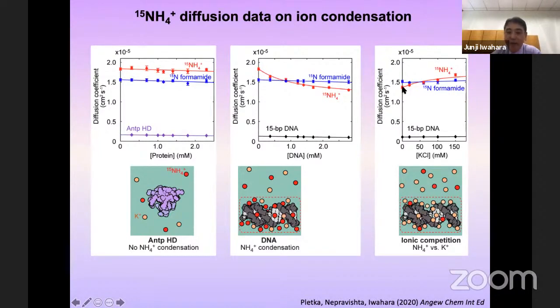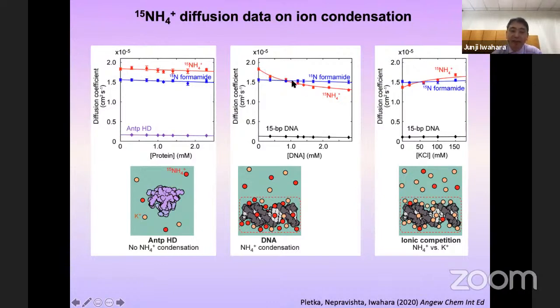KCl to the sample, and then observed the behavior of the ammonium ions and formamide. The formamide was not affected by KCl concentration, but the ammonium ion diffusion became faster. It's due to competition between potassium ions and ammonium ions. Basically, when KCl concentration increases, the population of ammonium ions within the ion atmosphere decreases. And as a result, the diffusion coefficient becomes larger.